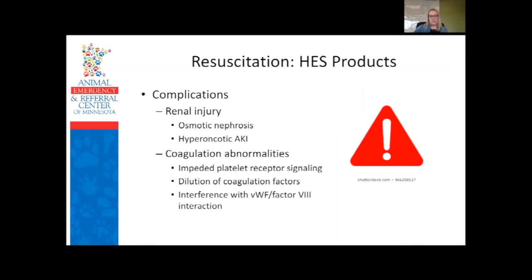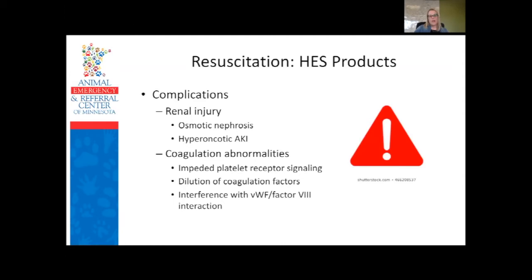So they sound like great products, right? They're going to stay in the body for a long time. They're going to increase your colloid oncotic pressure. They're going to increase your intravascular volume. They're wonderful. We should use them for our fluid resuscitation. But of course, nothing can be as simple as that.